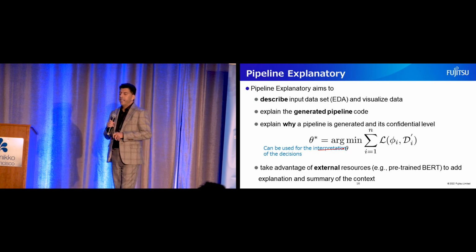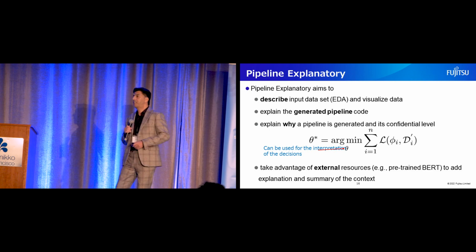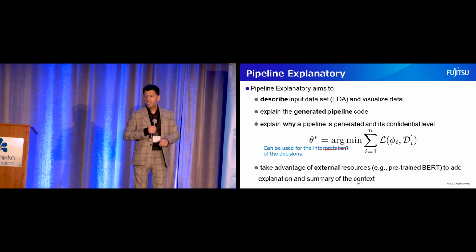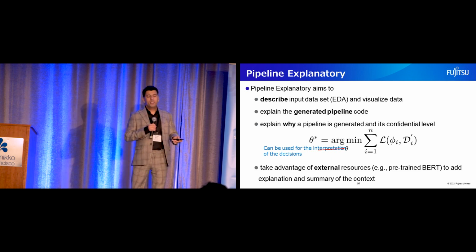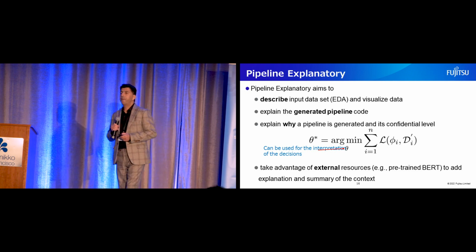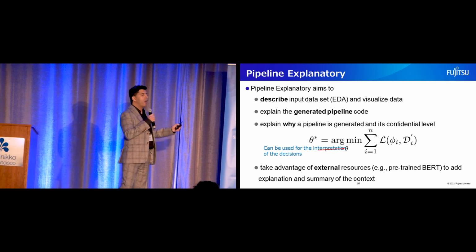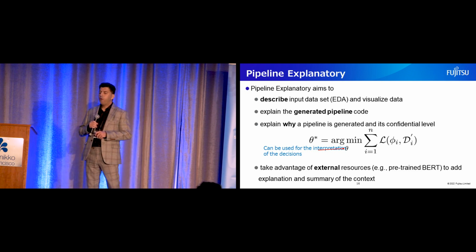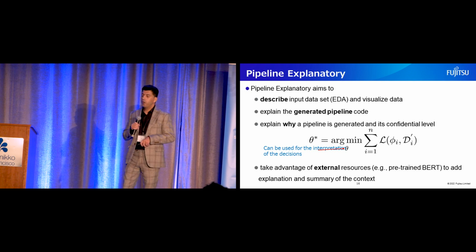So those theta can give us explanation. So how do we do that? We call it pipeline explanatory. It explains first the data itself, so it tells us what type of data we have. And then the next step, it explains the generated pipeline, what type of pipeline we generated, and explains each line by line, as well as the whole block of the pipeline. And it explains why a pipeline is generated, why it is selected, and what the confidence level is on that.